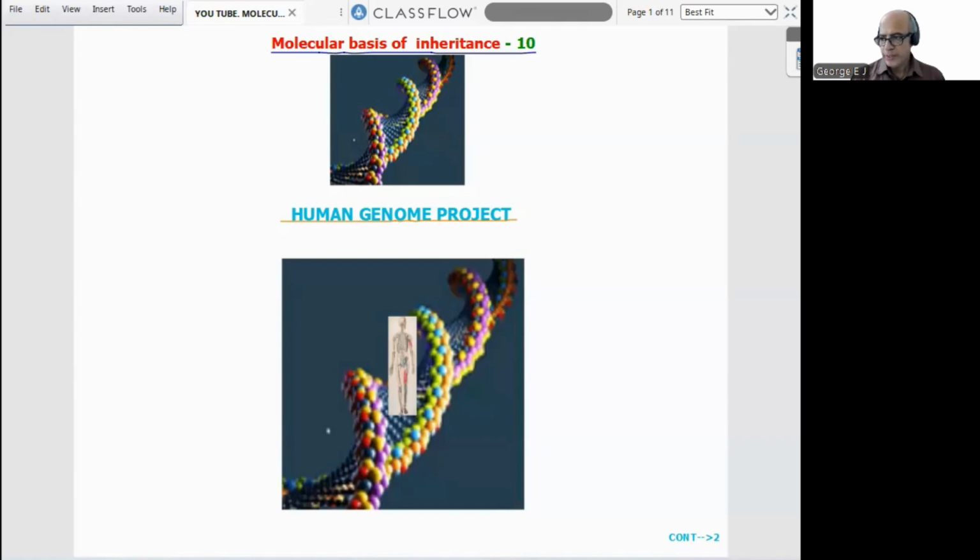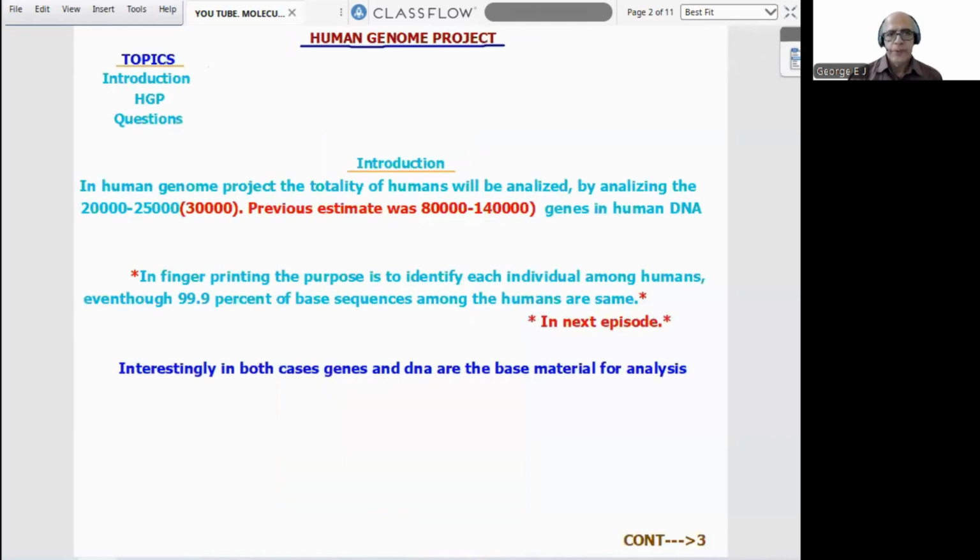In this episode, molecular basis of inheritance, 10th one, mainly we'll be discussing Human Genome Project, short form HGP. Next episode, we'll be doing fingerprinting, the last topic of this molecular basis of inheritance. So we can proceed to the second page. An introduction will be there, then Human Genome Project and 5 theory questions, 5 NEET model questions with the key. So we can proceed with the introduction.